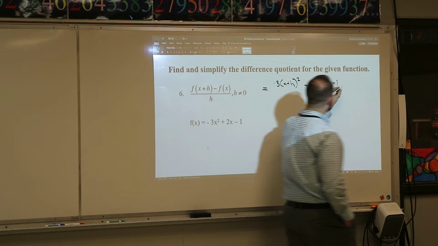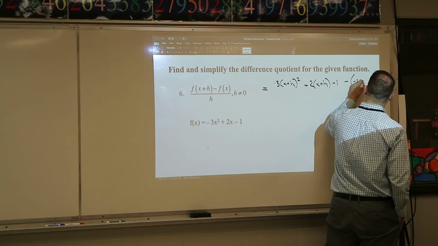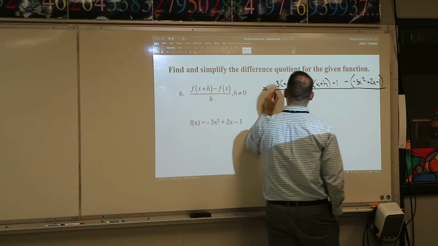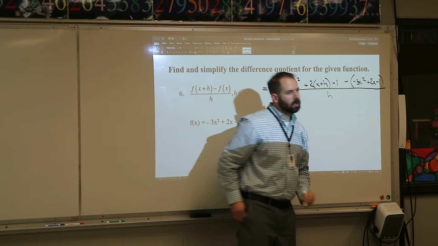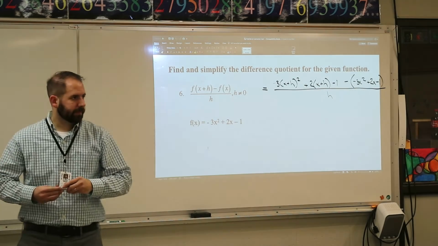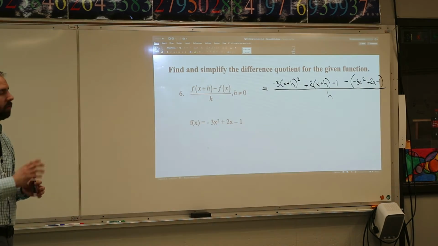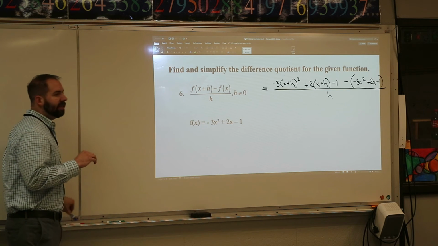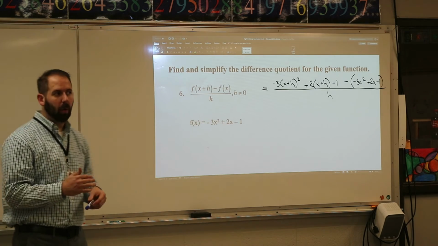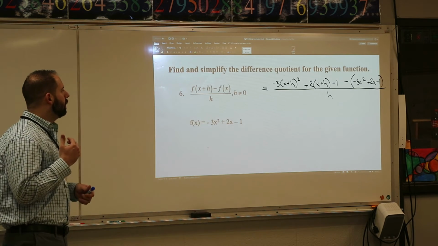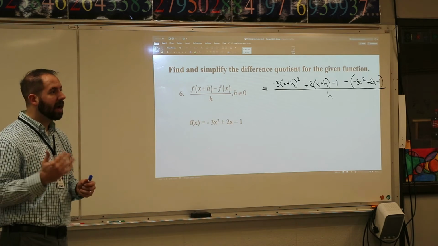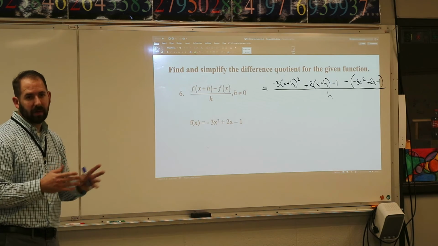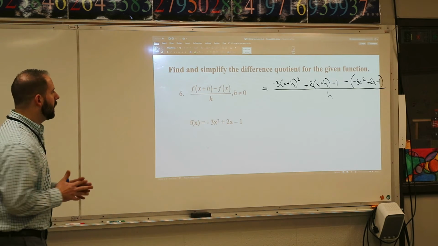Now I'm going to subtract the original function. The original function is negative 3x squared plus 2x minus 1. And this all goes over what letter? H. If you're doing all of this setup correctly, and you simplify and you FOIL and do all the little things, in the very end anything that does not have an h on it will go away on the top. Then eventually we'll divide and be left with your answer, which should be a binomial or a trinomial. It'll be something left with letters in it. So just be aware of that.